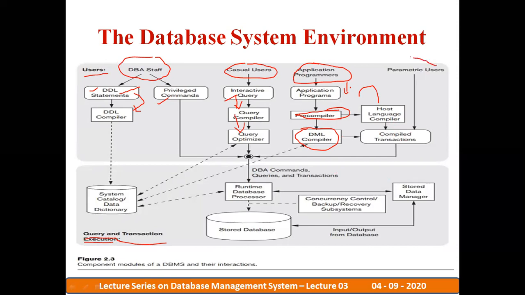Now what will the parametric users do? The parametric users will always execute a small set of instructions repeatedly, for example, the bank employees. Those instructions are also compiled by transaction. Now all these things will be combined and sent to the runtime data processor.